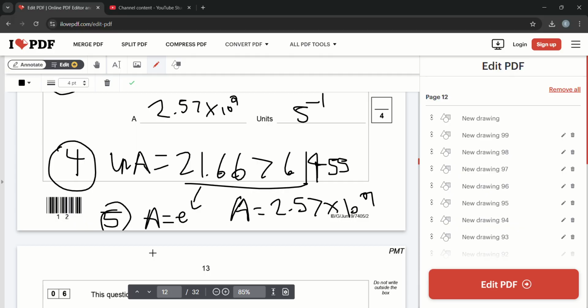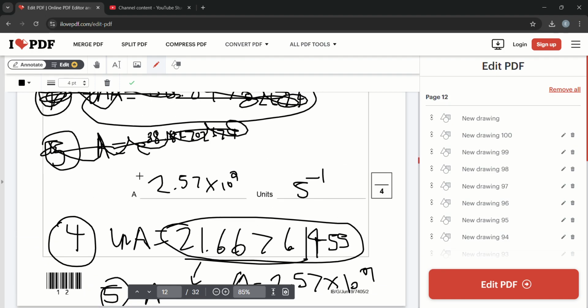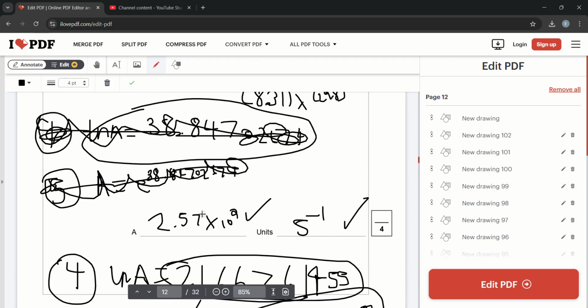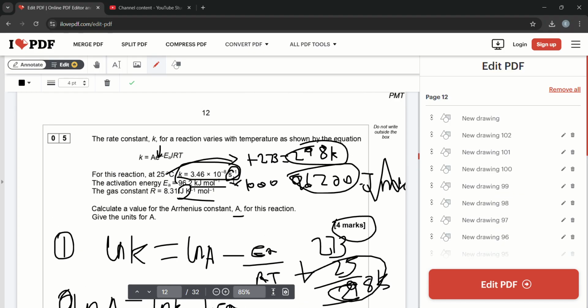You get ln A equals this number. Then we want to find A. We don't want ln A, we want A. So A equals e to the power of that. Use the e button on your calculator, so e to the power of this number, and you get a ridiculously large number, and then the standard form is 2.57 times 10 to the power of 9. And then the units: since it's a first order reaction, A is going to have the same units as k, so the units are s to the power minus 1. That's what A is, and that's the end of question 5.